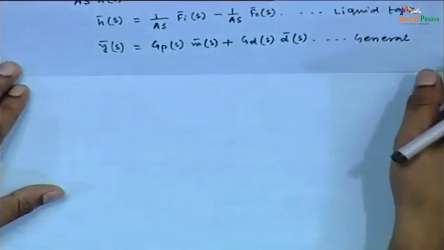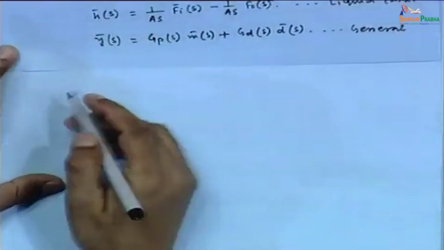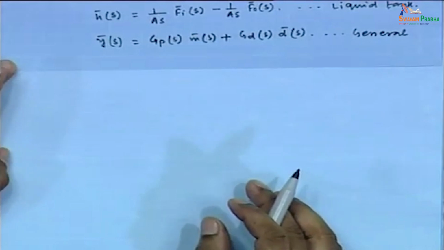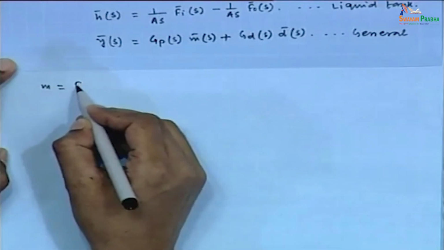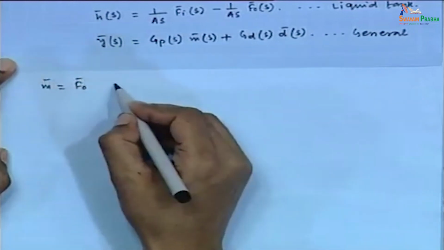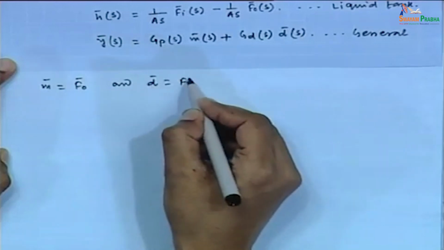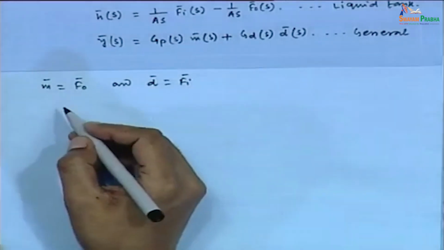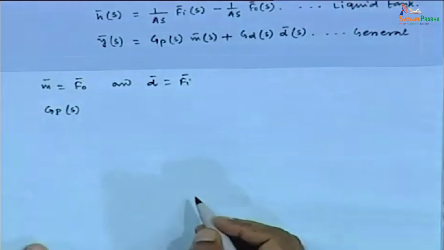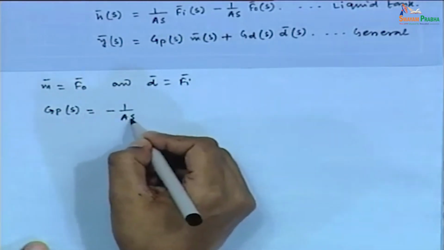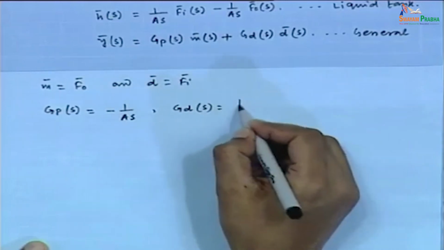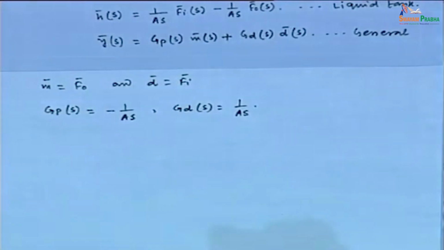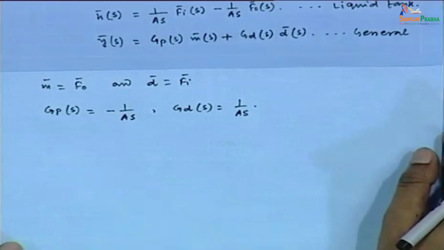So, what is GP? GP is minus 1 by A S, because our disturbance is Fi and M is F naught. Here M is F naught and disturbance D is Fi. So, we get the transfer function GP S equals minus 1 by A S, and we get GD S equals 1 by A S. Fine. So, these two transfer functions we obtain.